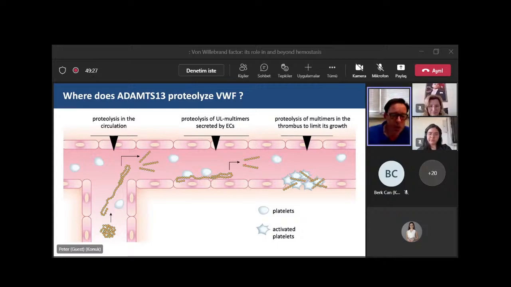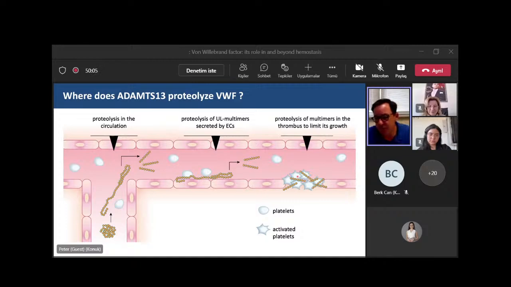But we also know that if you infuse recombinant VWF in a patient and it starts to circulate, already after 10-15 minutes you can see that the VWF is being cleaved by ADAMTS13. And it's doing that, for instance, at bifurcations of vessels where there is some disturbed blood flow, and that is very efficient.